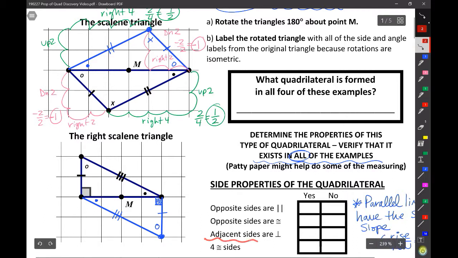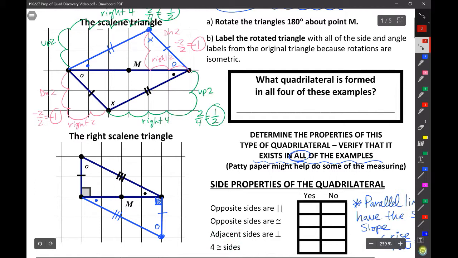Let's talk about adjacent sides. Okay, so we're pretty clear on what opposite sides are, right? You can see that this 3 congruency mark and this 3 congruency mark are opposite sides because they are across the room from each other. So then that makes the adjacent sides, just like adjacent angles, ones that share a corner.